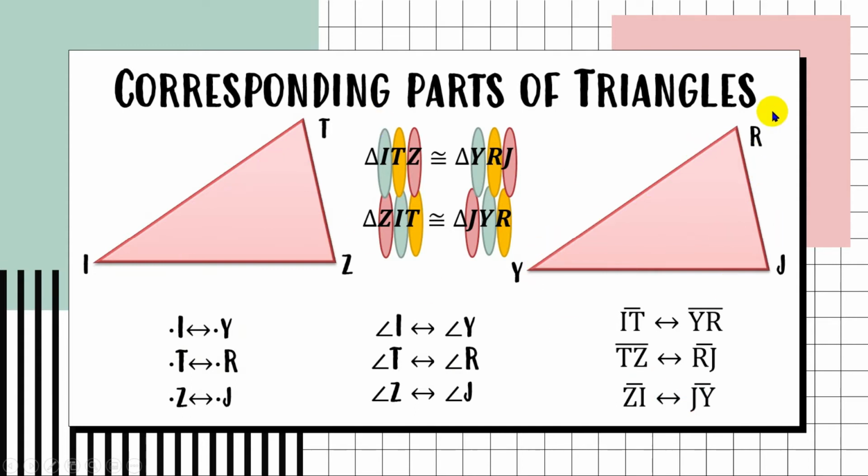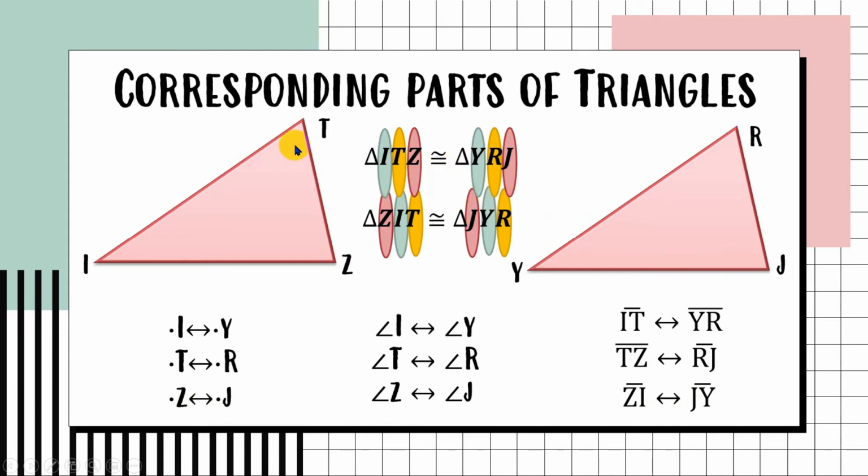IT corresponds to YR. Then, we have TZ. So, ito po yun. Point T to point Z, corresponding ni T si R, corresponding ni Z si J. So, corresponding ni TZ si RJ. TZ corresponds to RJ. Then, we have point Z to point I, corresponding ni Z si point J, corresponding ni I si point Y. So, side ZI corresponds to side YJ. Okay? Again, these are the corresponding parts of these two triangles na napangalanan natin because we have two congruent triangles.